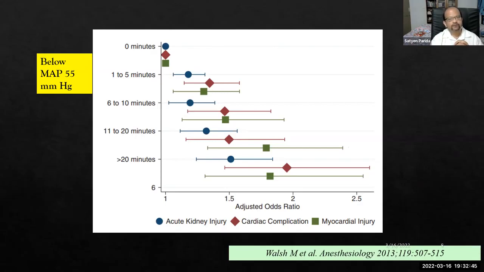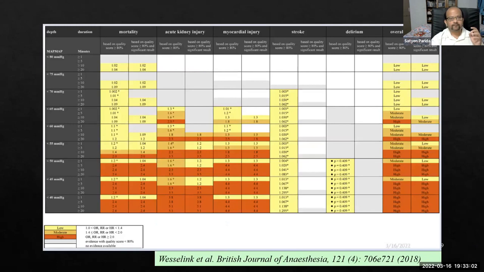So if you look at the graph here, even durations of exposure of as little as 1 to 5 minutes at mean arterial pressures below 55 millimeters of mercury were associated with an escalated odds of more than 30% with regard to acute kidney injury and cardiac complications.